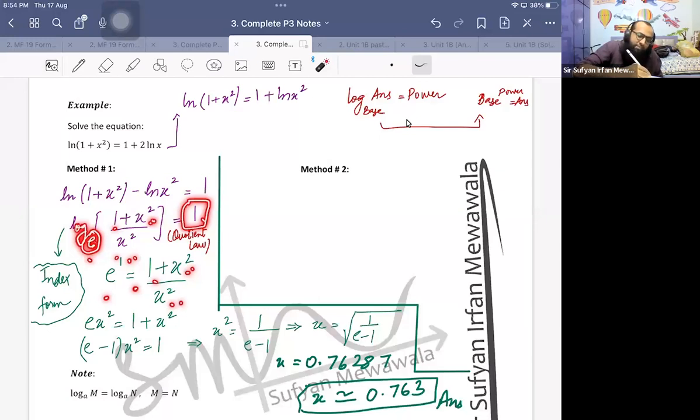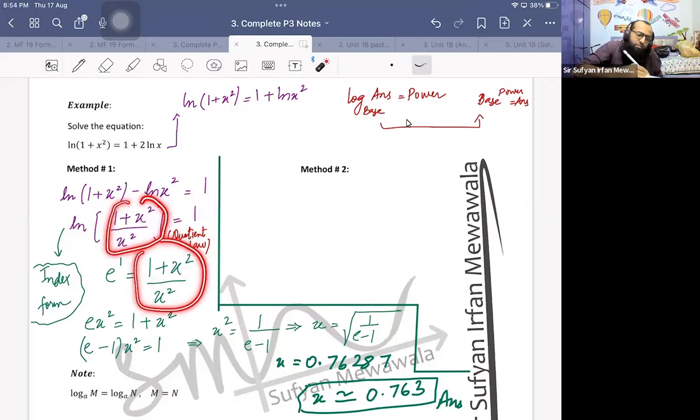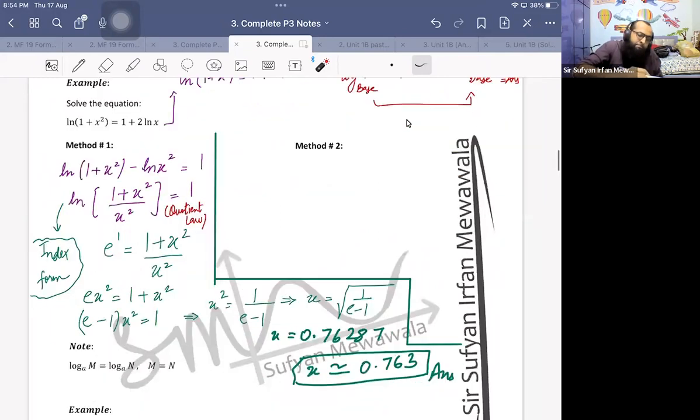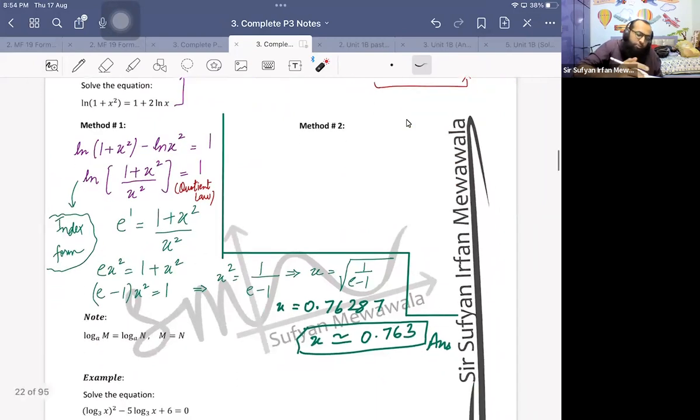E is the base, 1 is the power. So e to the power of 1 equals the answer. So (1 plus x square) upon x square is the answer. Base, power, answer. Great. So you have understood it now, right? Okay, great. So then after that we cross multiply, then we make x the subject and we get the answer.